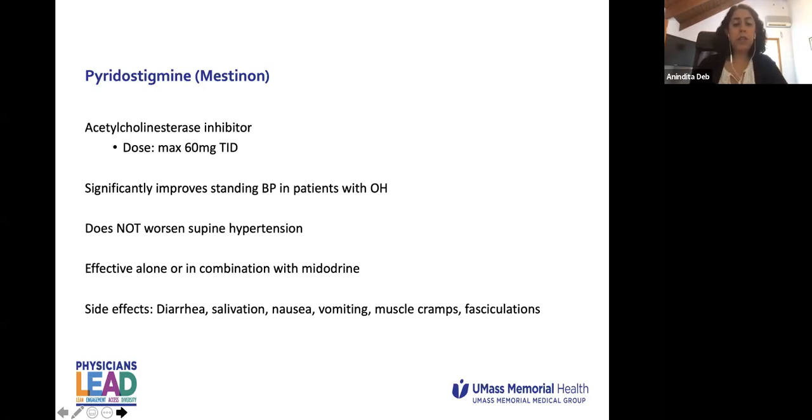So there can be some diarrhea or more salivation, nausea, vomiting, muscle cramps, and fasciculations, or kind of twitching in the muscles. They're not common side effects, but they are potential side effects of this medication. Sometimes with the added GI motility, you see the side effect of diarrhea, but for our patients who are very, very constipated or have other GI motility slowing, this can actually be helpful to get things moving.